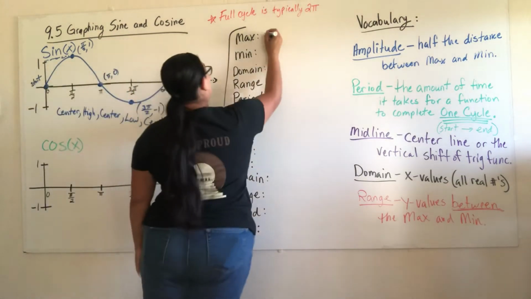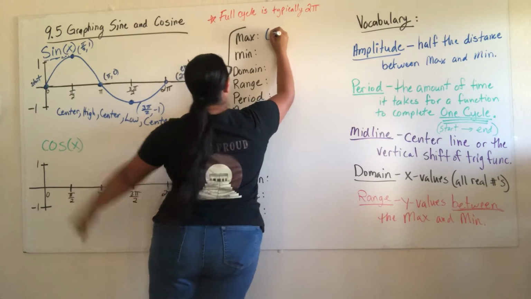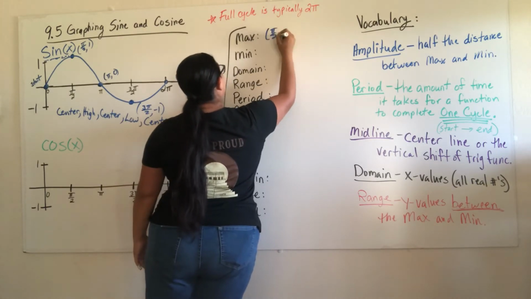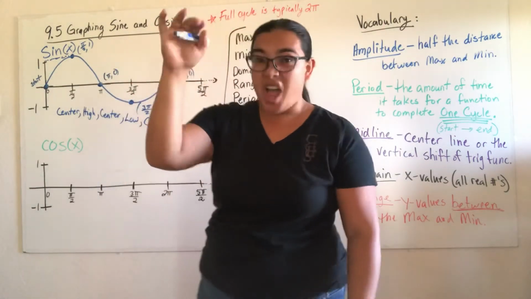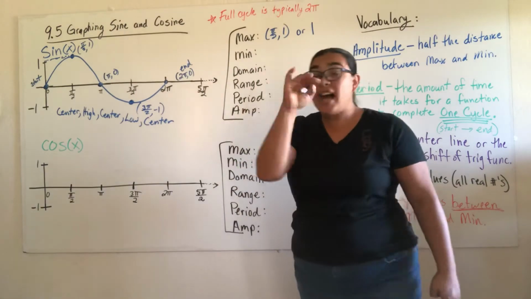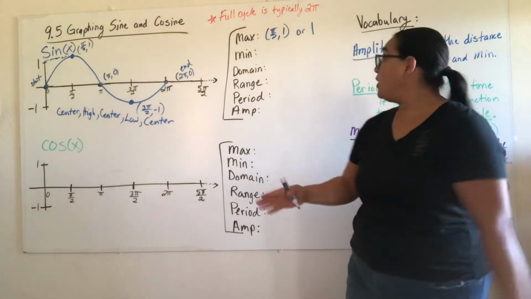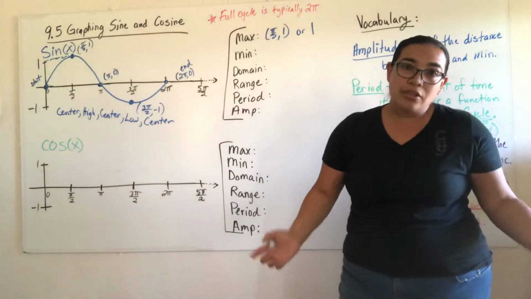So for your max value here, you can say it had a high point at (pi over 2, 1), right? That was the max point. Some of you might just say 1, that's the highest it got to. You could just say 1, because technically that was the highest y value. But if you wanted to put a point to it, you could say it hit it at (pi over 2, 1). Good. Either way.